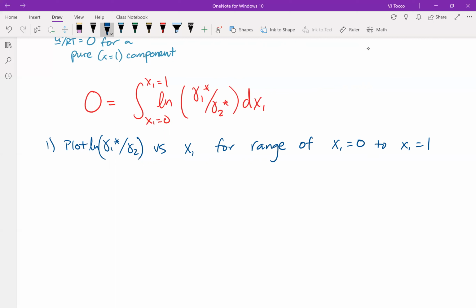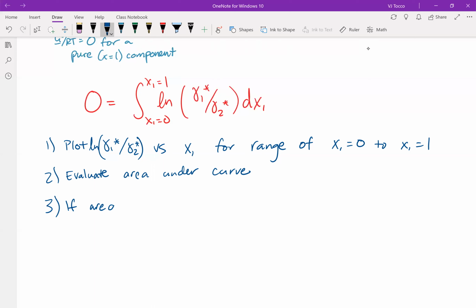And then you should see that this function will cross the axis at some point. So at some point, gamma 1 star is equal to gamma 2 star. You should see that because they switch. One goes up while the other one goes down. And then you should be able to evaluate the area under the curve. And if that area is equal to 0, in other words, if the area above the axis cancels with the area below the axis, then you have thermodynamic consistency.